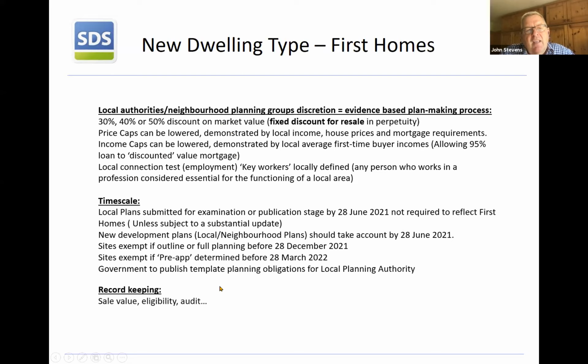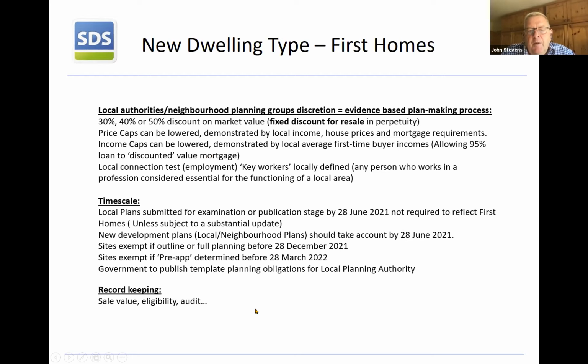Somebody somewhere, if this is actually agreed as an affordable homes tenure, which the government's saying it is, has got to keep a record of what properties were sold for, who it was sold to, and were they eligible. There must be some form of audit trail on first homes, which I'll be interested to see evolve. Presumably it sits with the local planning authority, but I'd be interested to hear some comments on that.